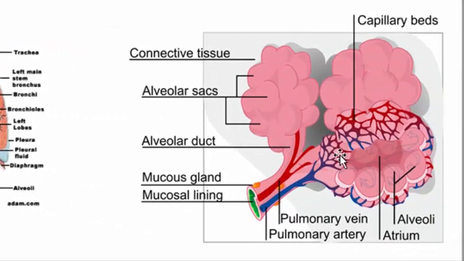Now over here on the right, you have a zoomed in image, and you can see here that you are creating more surface area when you have this spherical shape, and these capillaries are sitting right on the outside of these alveolar sacs.